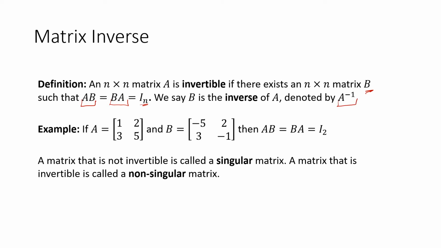That's called A inverse. So for example, if A is that matrix and B is that matrix, try multiplying them together. You'll see that A times B is the identity and B times A is the identity.